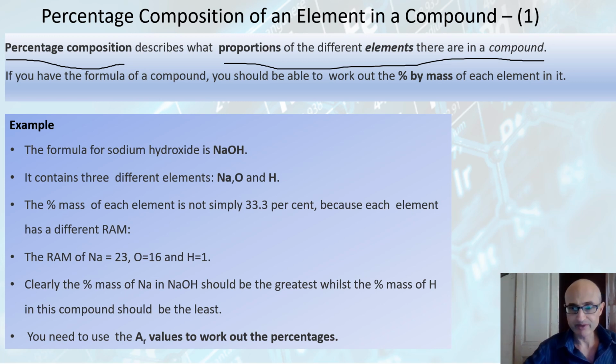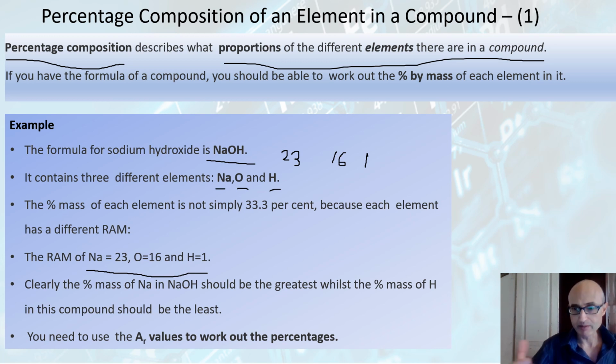So let me explain myself further by taking into consideration NaOH, sodium hydroxide, caustic soda. Caustic soda has 3 elements: sodium, oxygen, and hydrogen. And we know that the relative atomic mass of sodium is 23, the relative atomic mass of oxygen is 16, and that of hydrogen is 1. I've also put them down over here so that you can be very sure of this.